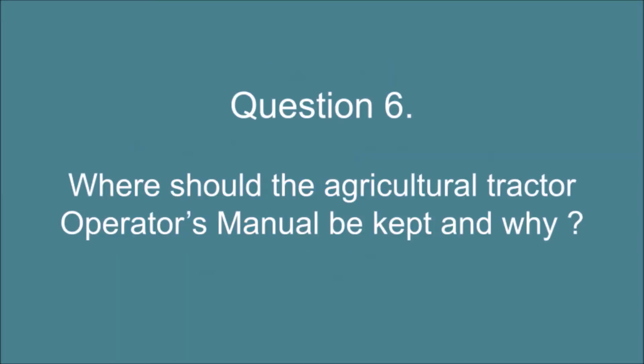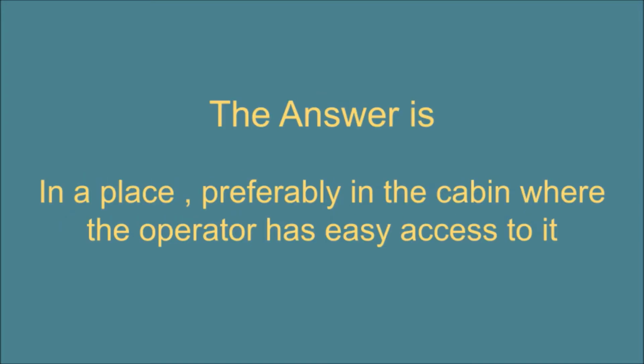Question 6. Where should the agricultural tractor's operator's manual be kept and why? The answer is in a place, preferably in the cabin, where the operator has easy access to it.